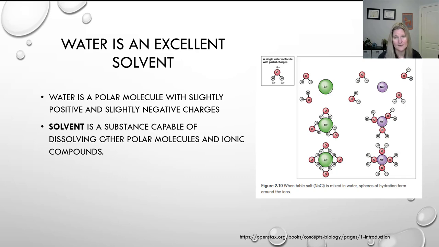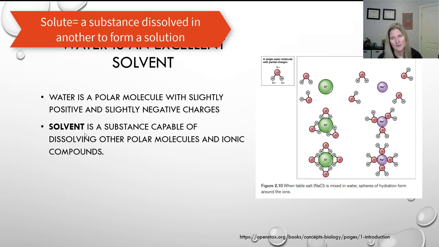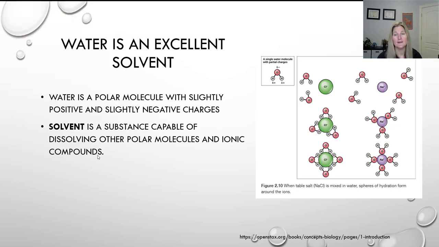A solvent is the substance that the solute is being dissolved in. In this case, water is kind of the universal solvent because it can dissolve a lot of different solutes. Examples of solutes would be polar molecules and ionic compounds. And the reason for that is because of water's polarity.